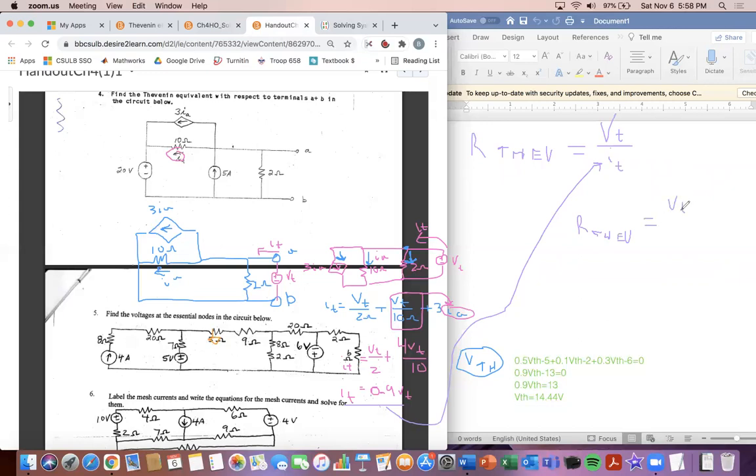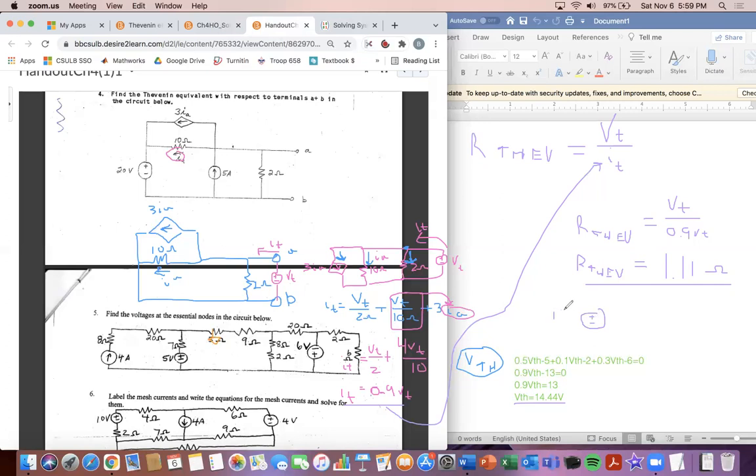And when we do 1 divided by 0.9, because the VTs cancel in the numerator and denominator, we get 1.1111. And so I just say 1.1 ohm as our R Thevenin value. And since we know R Thev and V Thev, we can make the Thevenin equivalent circuit. If we drew it out, since we know the Thevenin voltage and the Thevenin resistance, I'd have my voltage source here. So this would be the 14.44.